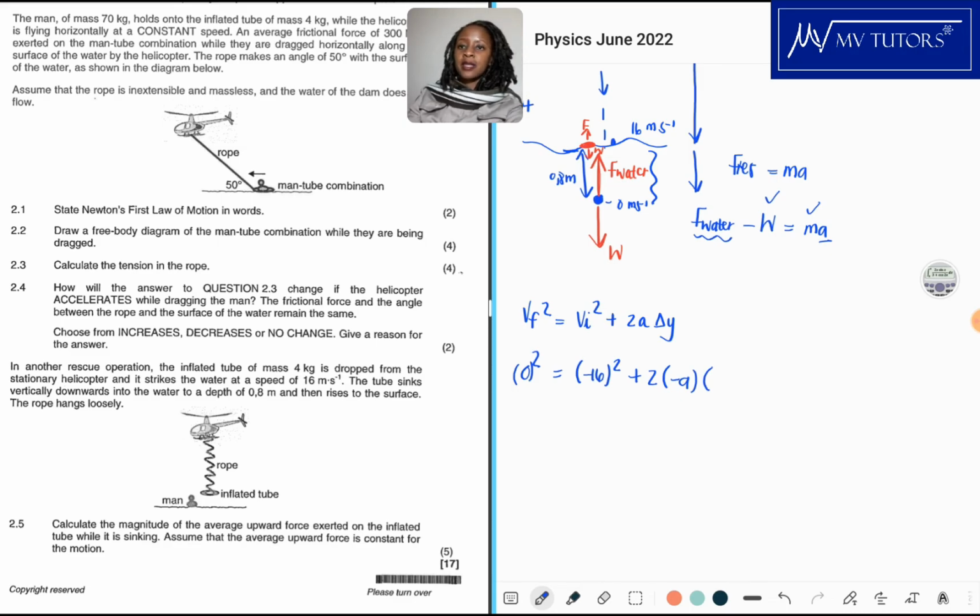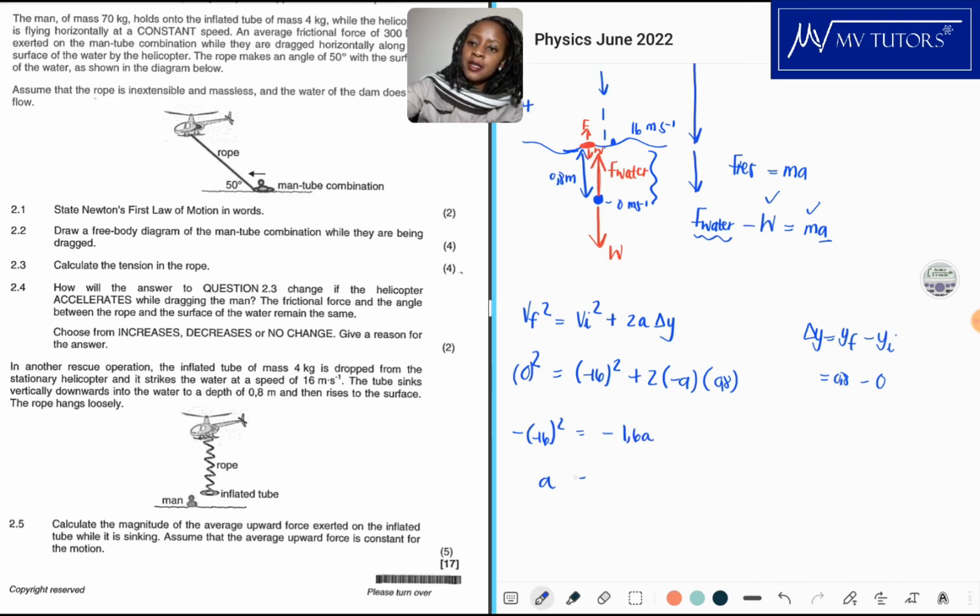And if you're not sure about the sign, remember it's the final depth minus the initial depth. Initially, we had 0, and finally, we have 0.8. So that's basically going to be 0.8. And now we can solve. If I take 16 squared to the other side, it's going to be negative 16 squared. And then I'm left with negative 2 times 0.8, which is 1.6a.